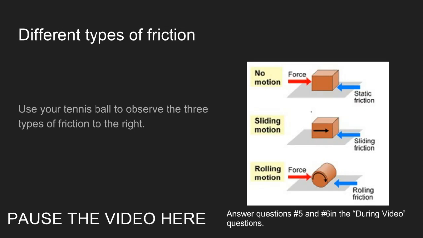There are three different types of friction. There's static friction, which just means that you're pushing on it, but nothing's moving. There's sliding friction, to where something slides across the desk or the table, and there's some friction involved with that. And there's rolling friction, which happens when the object is rolling. So use your tennis ball to observe the three types of friction, and then pause the video and answer questions 5 and 6 in the during video questions.